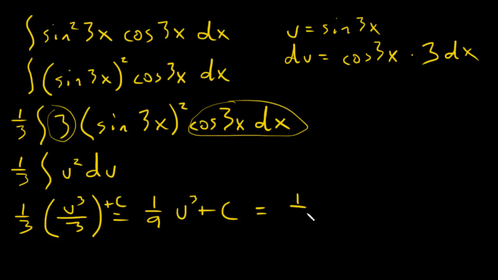So this becomes 1/9 times sine 3x quantity cubed plus c. And there you have it. That is exactly what I need to take the derivative of to get this original piece right up here. Alrighty, and you can run that yourself if you want to. It's not a difficult solve.